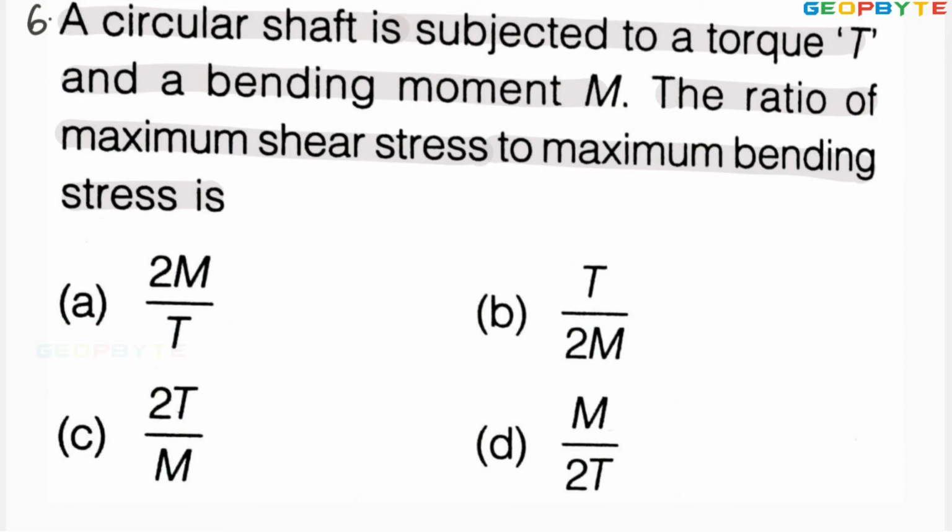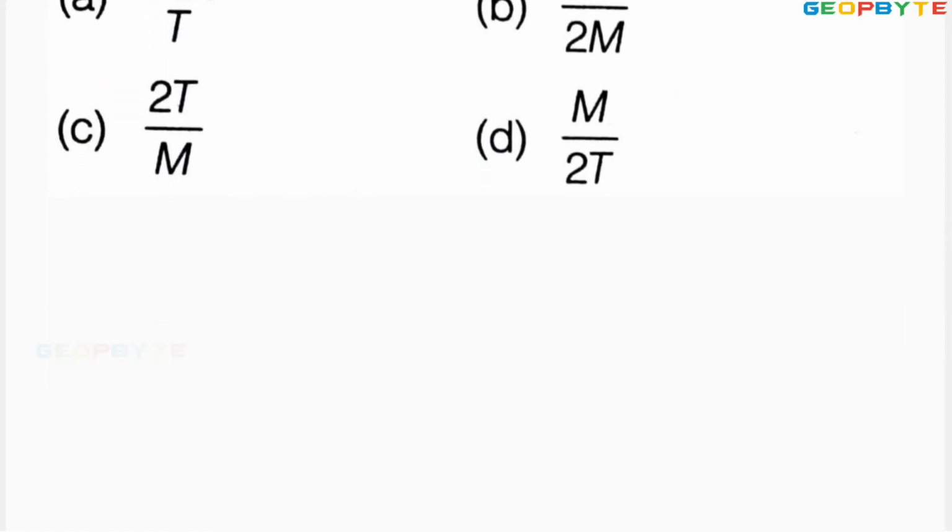Here the torque is given T, bending moment is M. What is the ratio between the maximum shear stress and maximum bending stress? Very easy but important also.